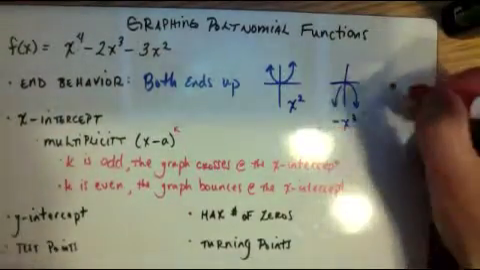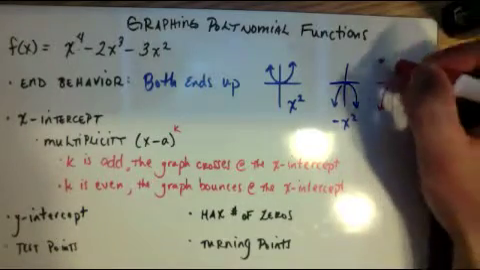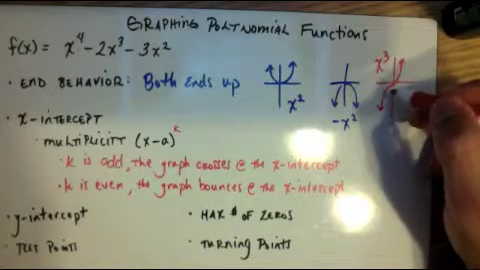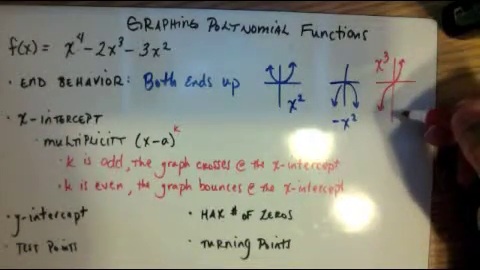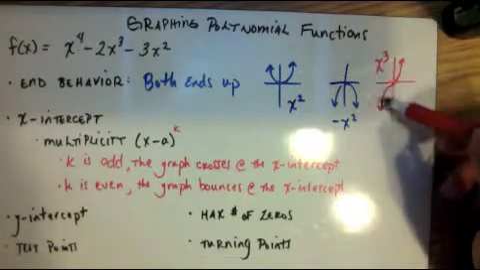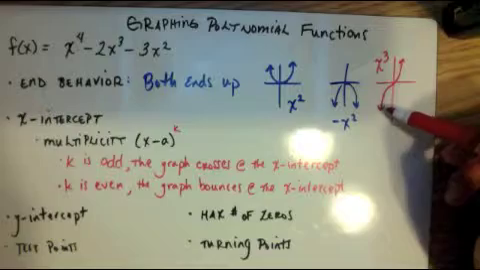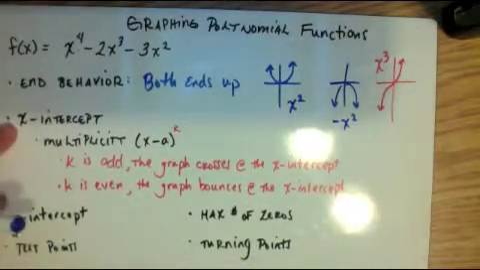Now the same thing goes with x cubed. You should know that this is the general graph of x cubed. Now what happens to negative x cubed? Well, then it would just flip down. You can see here that x cubed is down on the left and up on the right.